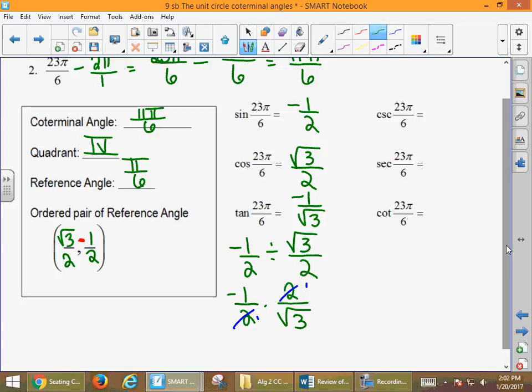So when we take the reciprocal of negative 1/2, we get negative 2. When we take the reciprocal of secant of 23 pi over 6, we get 2 divided by square root of 3. Again, secant is the reciprocal of cosine. Cosecant is the reciprocal of sine. We're going to have to rationalize that. Over here for our cotangent, the reciprocal of tangent, we're going to get radical 3 over negative 1. Again, probably better written as negative the square root of 3.